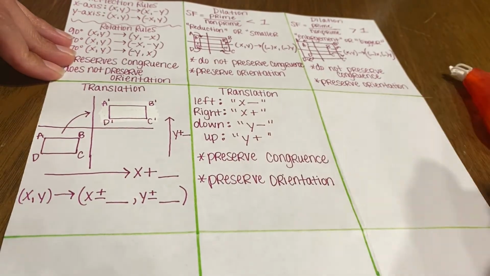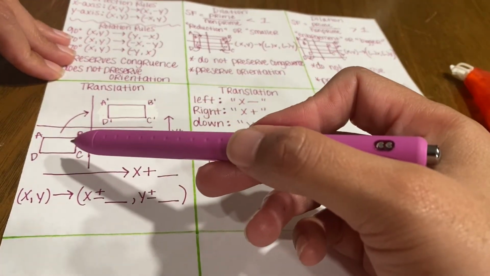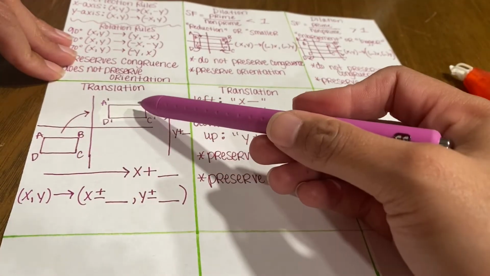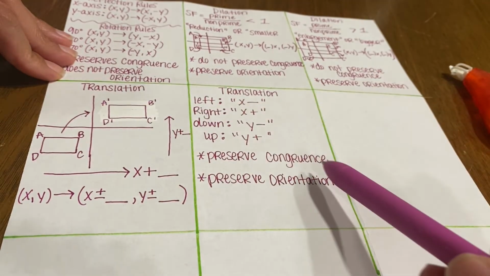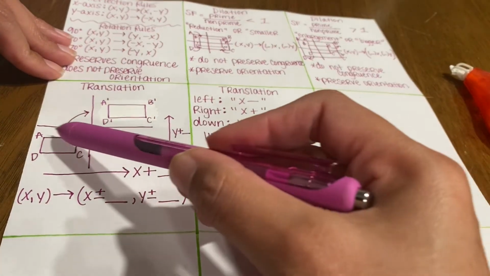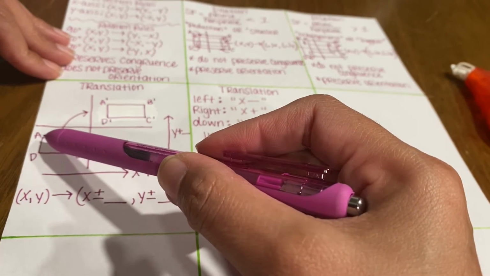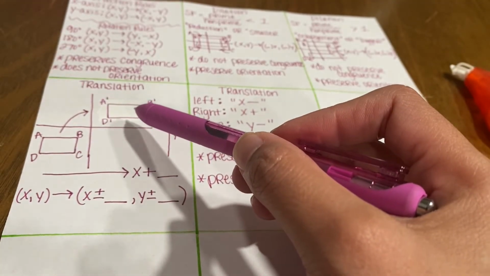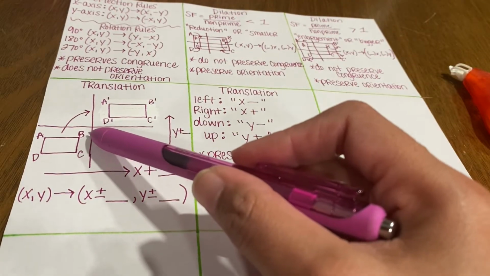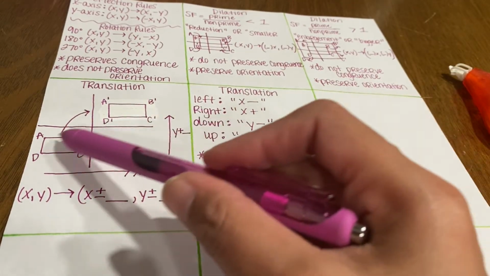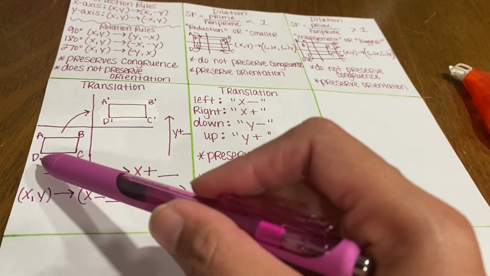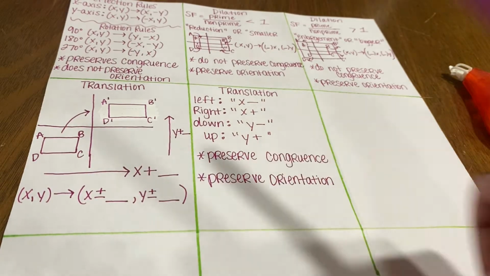Okay, what this means is when I move an image or shift an image, when I translate an image, just like we did here in this example, it stays the same size and it stays facing the same direction. So the A stayed on the top left. On this new one, it also stayed on the top left. The B was on the top right, stayed on the top right. C was on the bottom right, C is on the bottom right. And D was on the bottom left, D is on the bottom left.